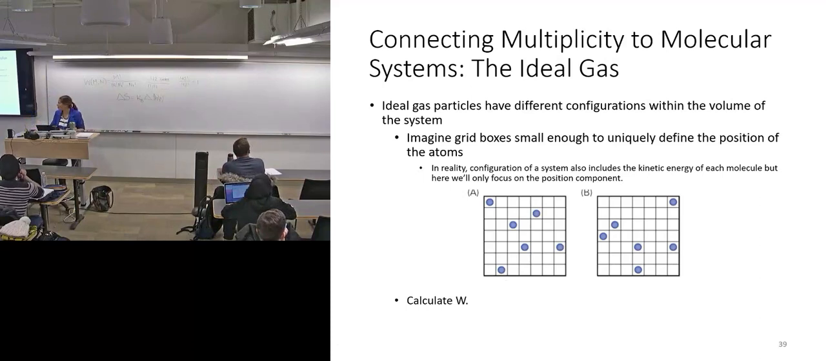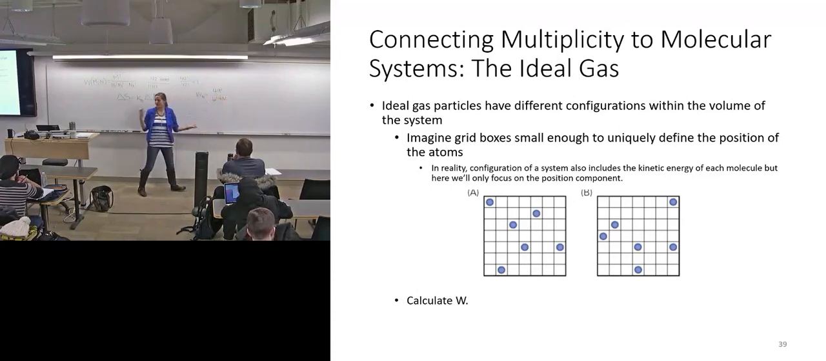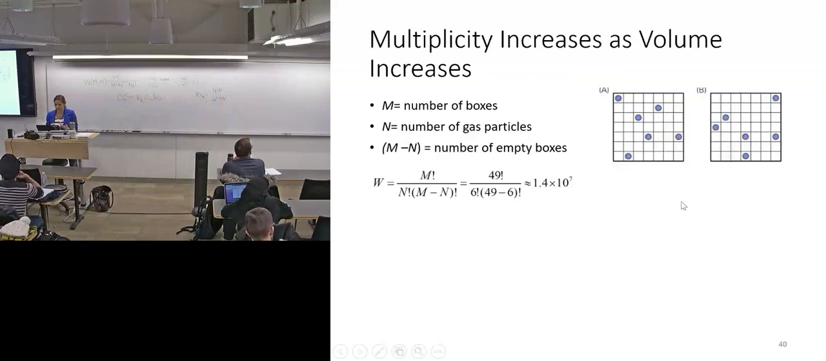So what would be the multiplicity for A? What goes on the top? How many spaces do I have to fill? 49. How many gas molecules do I have? 6. So my other option is either there's gas there or there's not gas there. It's yes or no, filled or not filled, a binary condition. So here's that. M is our number of boxes, N is the number of gas particles, and M minus N will be the number of empty boxes. And we'll get 1.4 times 10 to the 7th approximately.